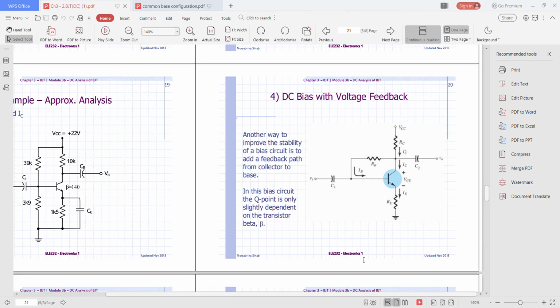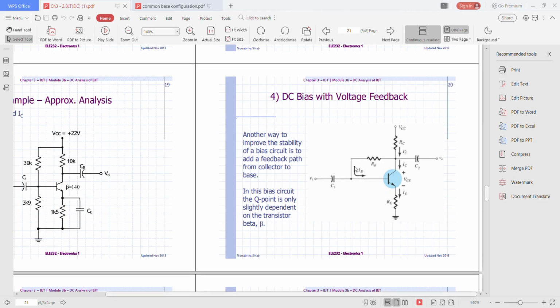Now we look at the DC bias with voltage feedback. This is a feedback circuit. Another way to improve the stability of a bias circuit is to add a feedback path from collector to base. So this is the feedback circuit.